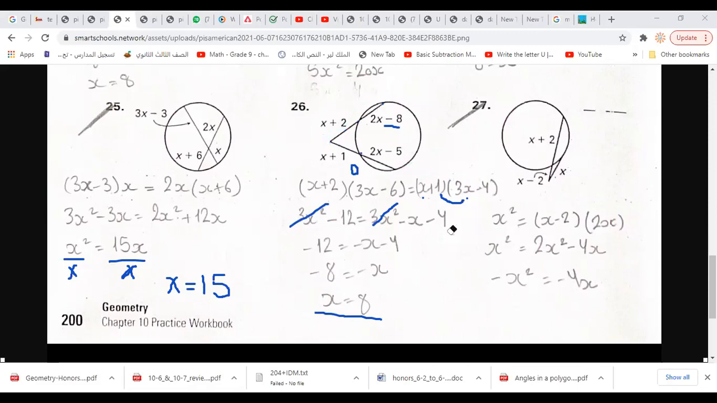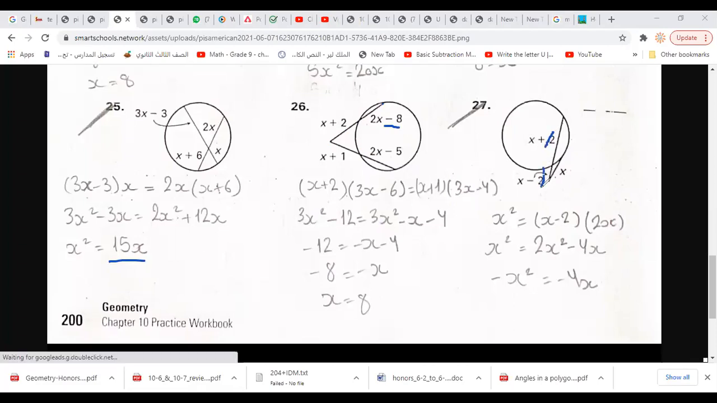In this question, we have the same idea. For this question, x squared equals x minus 2 times 2x. From where did we get 2x, grade 9? Why did we write 2x here? Because we will add x minus 2 plus x plus 2. Then 2 minus 2 will be 0, and x plus x will be 2x.